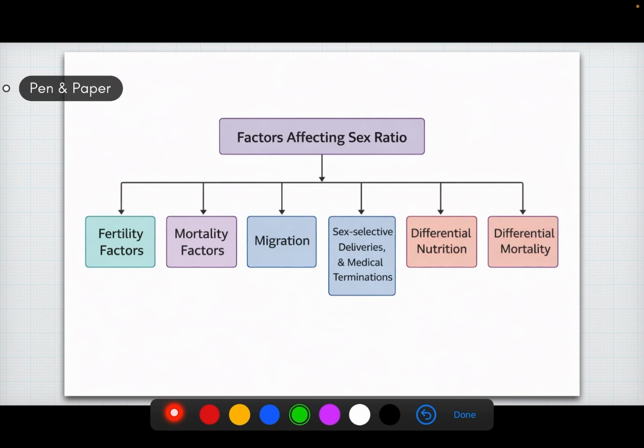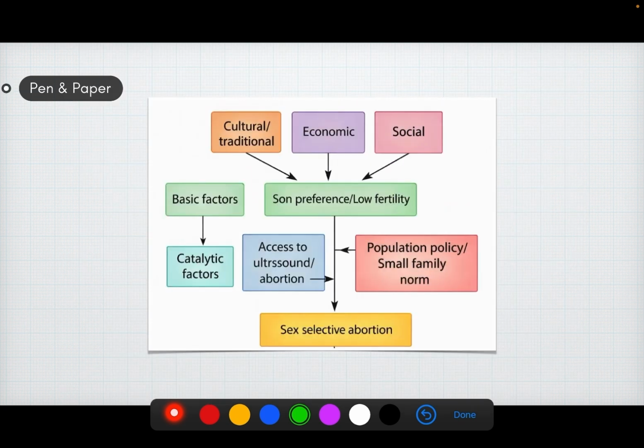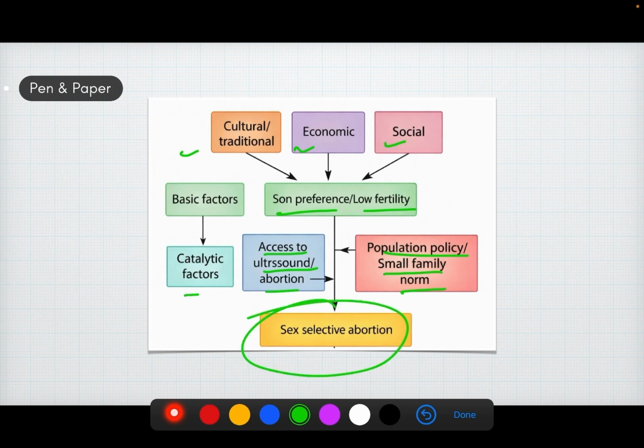Now you can draw an illustration like this in the exam to explain the factors affecting sex ratio, such as fertility factors, mortality factors, migration, sex selective deliveries and medical terminations, differential nutrition, differential mortality. Also, due to cultural, economic and social factors, there is son preference and low fertility. Now, the catalytic factors such as access to ultrasound or abortion and population policy or small family norm, there is sex selective abortion which affects the sex ratio.